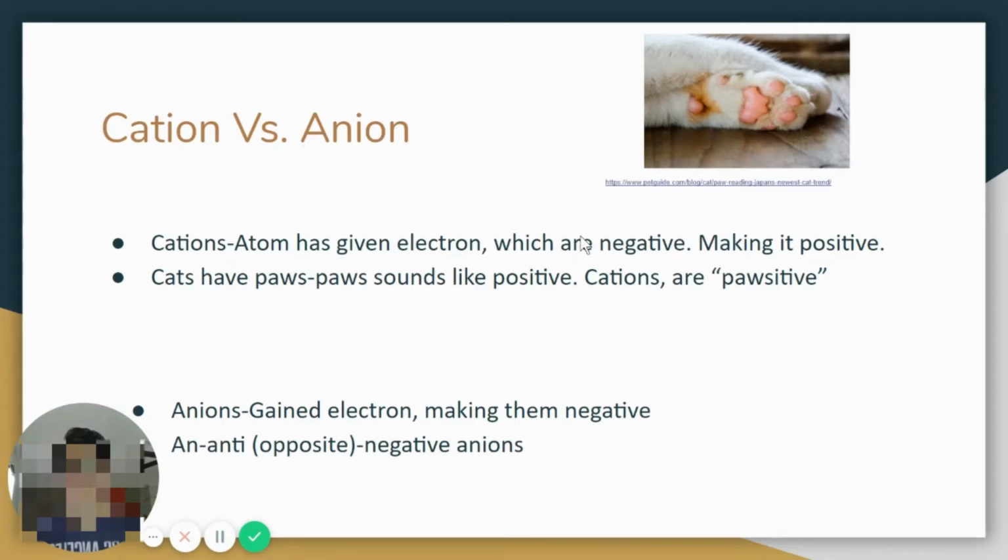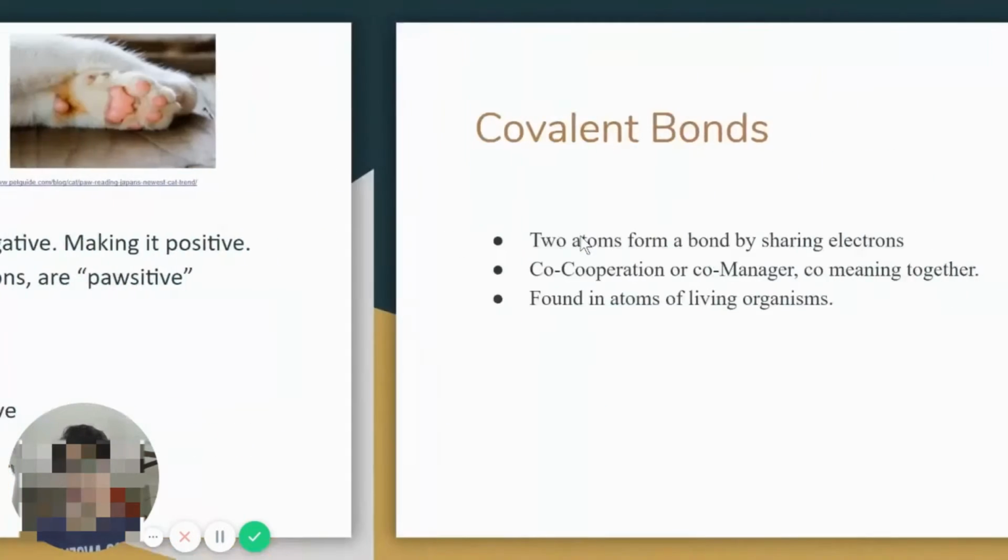On the opposite side, you have an anion, which is a negatively charged atom. That one has taken the electron and gained it, making it negative. The way I remember that one is that an is like anti or opposite, opposite from cation, making it a negative ion.